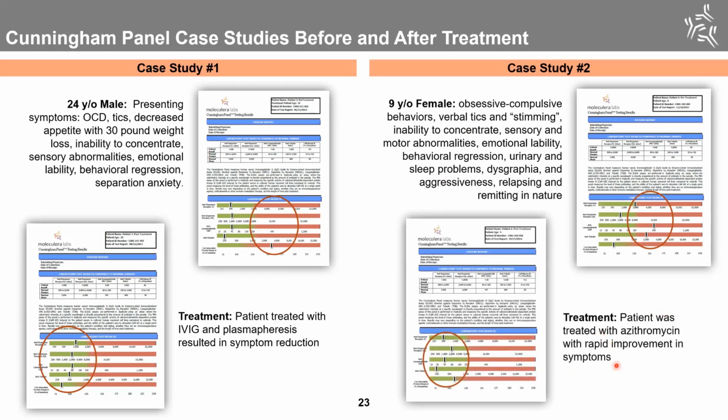And actually, I'm sorry, that was another patient. This was another 9-year-old girl. This one was treated with azithromycin with rapid improvement of symptoms. And as you can see, there were 2 antibodies positive with a baseline or borderline of 1, and they all went back to normal. The other case study I'm referring to, I don't have in this slide. Very similar types of symptoms, very similar type of onset, but was more difficult to diagnose because she had multiple infections, and then finally was identified with a Cunningham Panel, and then treatment was directed towards the immune system.